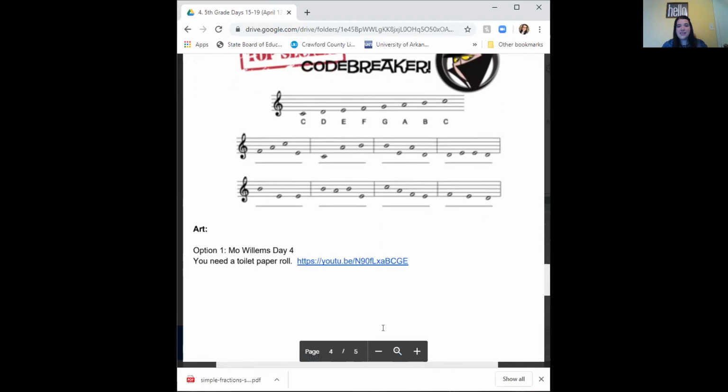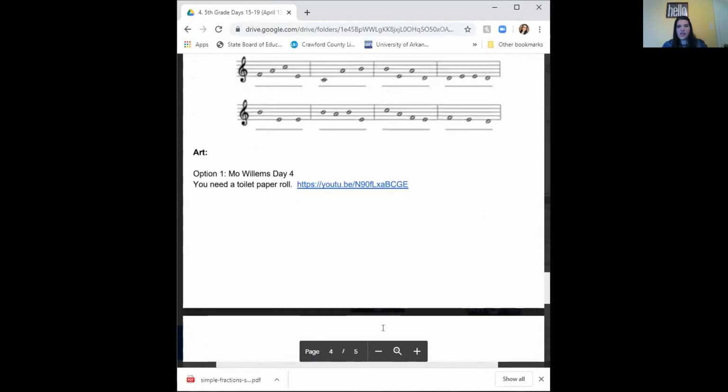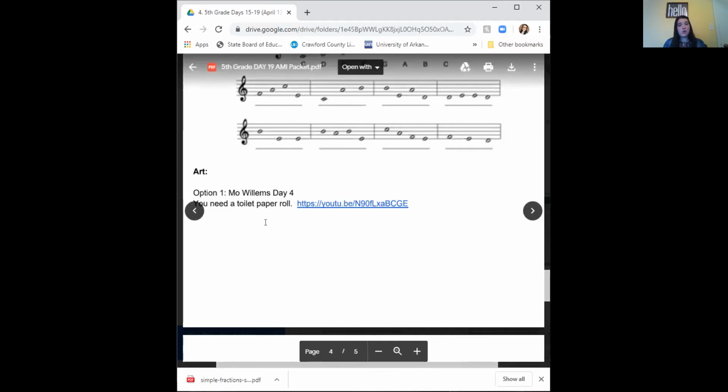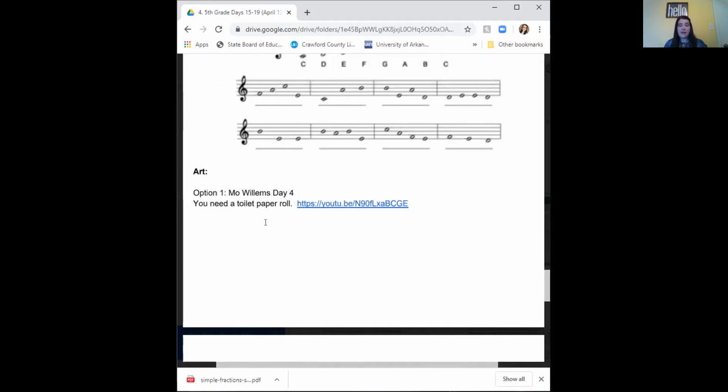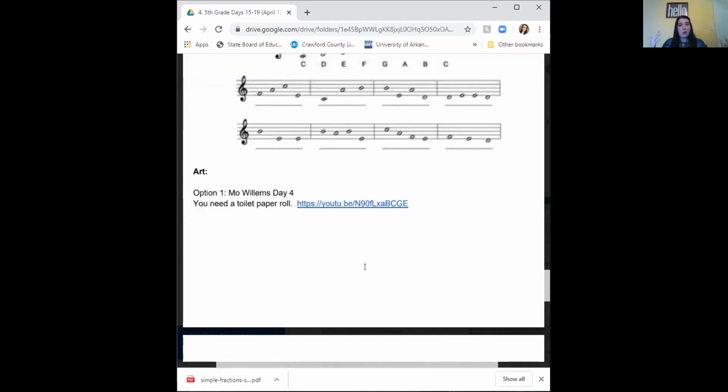If you choose to do art today, it gives you one option, and it's Mo Willems Day 4. So we've been drawing a lot of Mo Willems characters and watching those videos to learn how to create different things. Mo Willems is a children's book author. He wrote books like Elephant and Piggy. So all you have to do, and you also need a toilet paper roll today. So yesterday you needed a toilet paper roll for the art project. Today you'll need a toilet paper roll. So you need a toilet paper roll, and then you'll go to this YouTube link, and you'll just watch along with the video and create your craft along with the video. So that's if you choose to do art today.